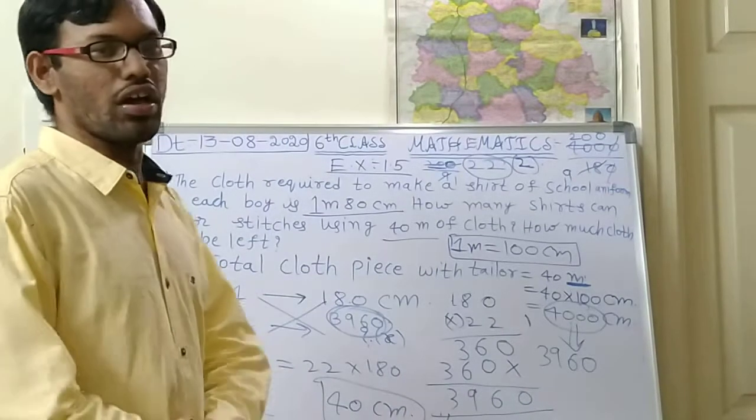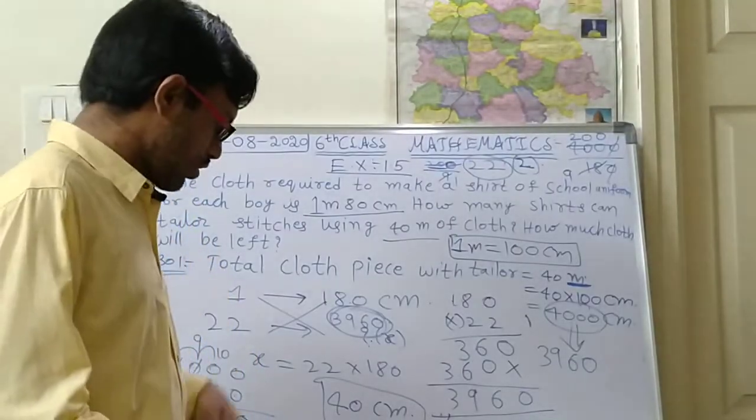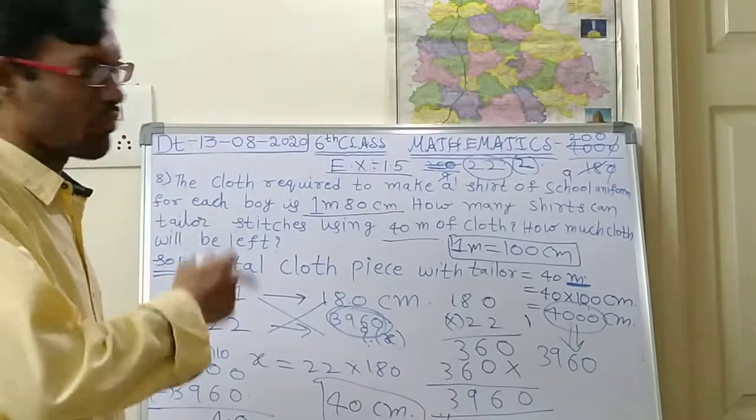40 centimeters of cloth piece is left over with the tailor. I think you have understood this problem. So now we shall go on with one more problem.